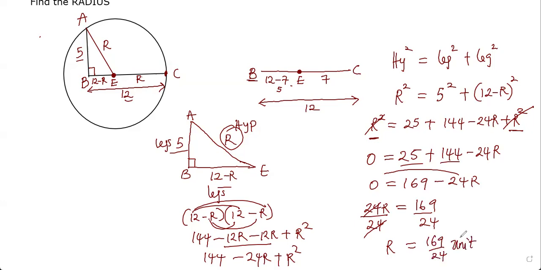I don't know if there's anything that can reduce this fraction to the lowest term, but I think this is the lowest term. So this will become the radius of this circle. The radius of the circle is 169 upon 24 in fraction.